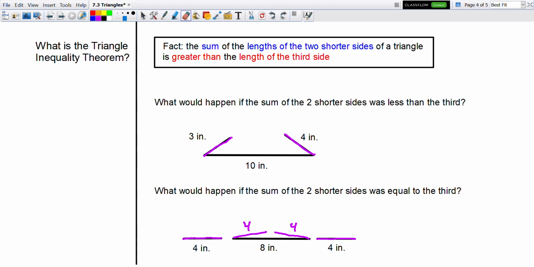Eventually, for them to make contact with each other, you'd have to have a side length of 4 here, and your side length of 4 here, and it would just form a straight line. So it won't even work if they're equal. It won't work if they're less than the third side. It won't work if they're equal to the third side. The two shorter side lengths must be greater than the third side. Okay. They must add to be greater than the length of the third side. Otherwise, those two shorter sides will never meet.